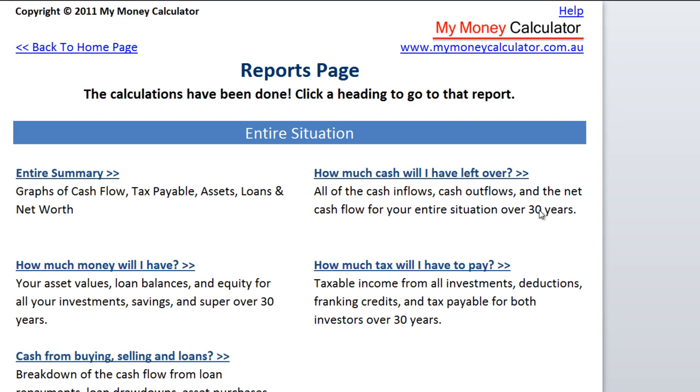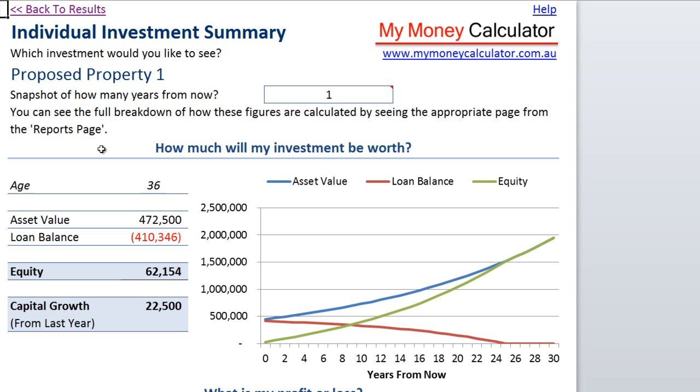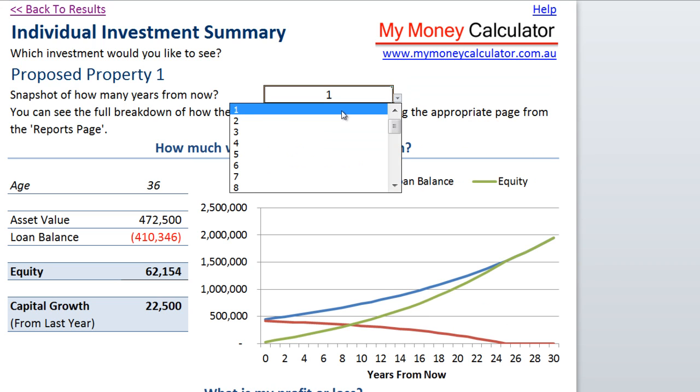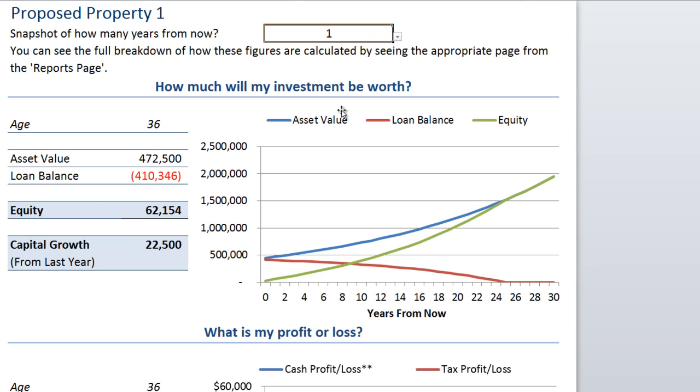Now what we're interested in here is how much is this investment property going to cost you. So what we're going to do is go down to the in-depth property analysis section and click on the investment summary. Now this investment summary page is going to ask you how many years from now do you want to see. And we're going to choose year 1 because we decided to purchase the property now in year 0, and so we're going to want to see how much it will have cost us one year from now, so in the first year.